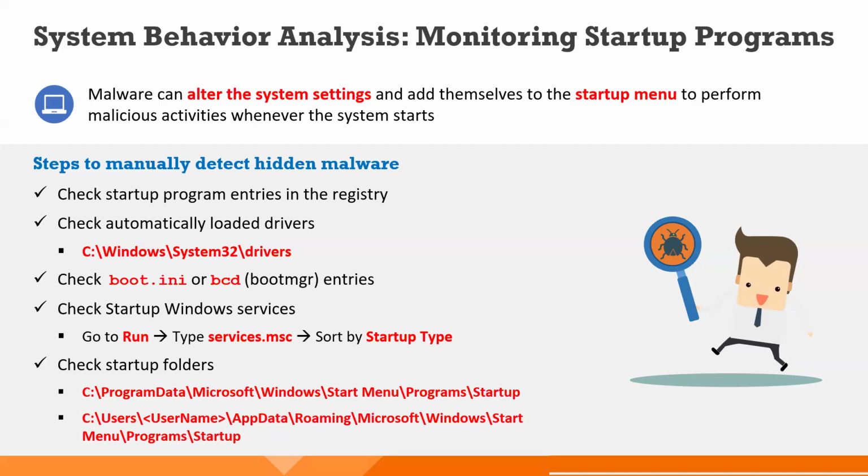You check startup program entries in the registry. You can go to System32 and check the drivers, where you'll be able to see automatically loaded drivers. You check maybe boot.ini, where you'll be able to see the boot manager entries. You check startup Windows services: you go to Run, then type services.msc and you'll be able to see the startup type of each application. It will show you all the startup applications.